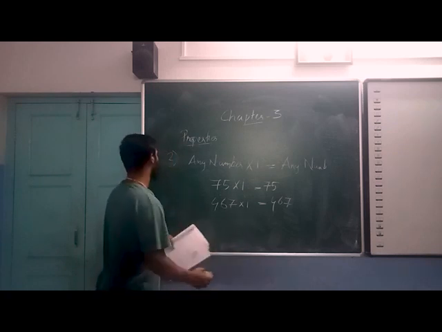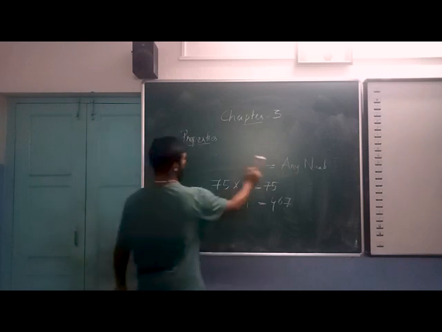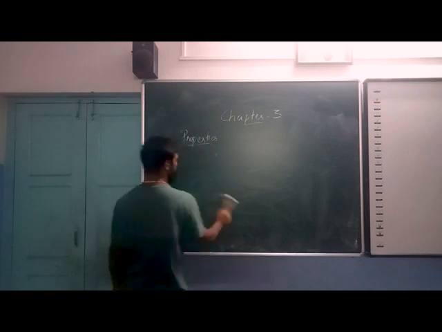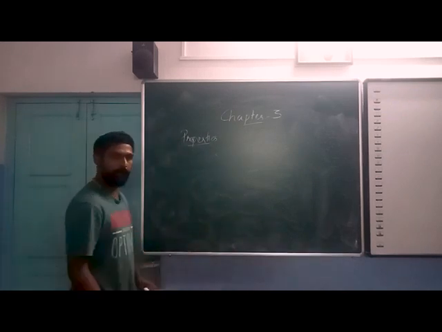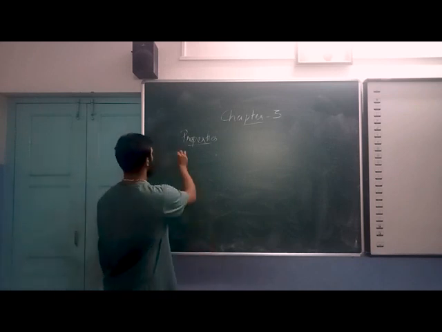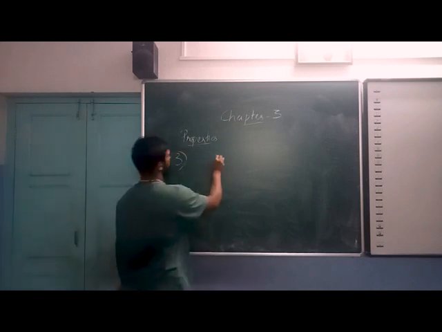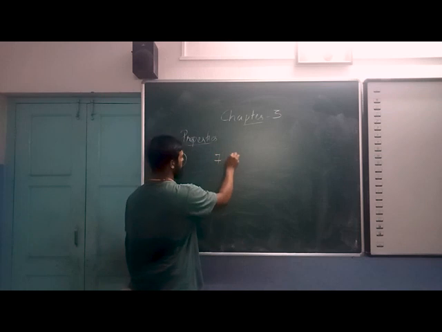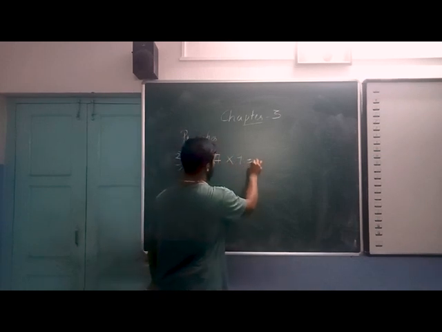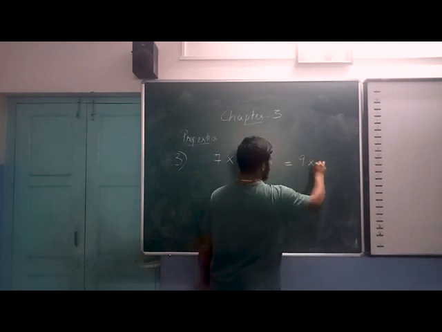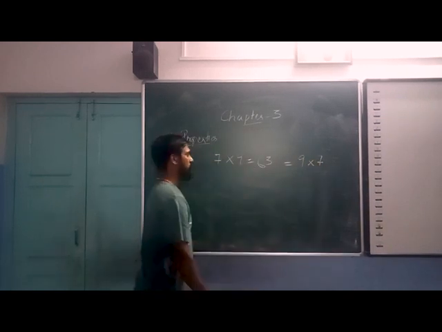Okay. So now we are going to move on to the third property. What is the third property? The third property is that even if you change the position of any number of multiplication, the answer will be the same. So if you multiply any number, changing the position of the multiplicand, the answer will be the same. You say 7 into 9 is equal to what? Is 63. That is equal to 9 into 7.